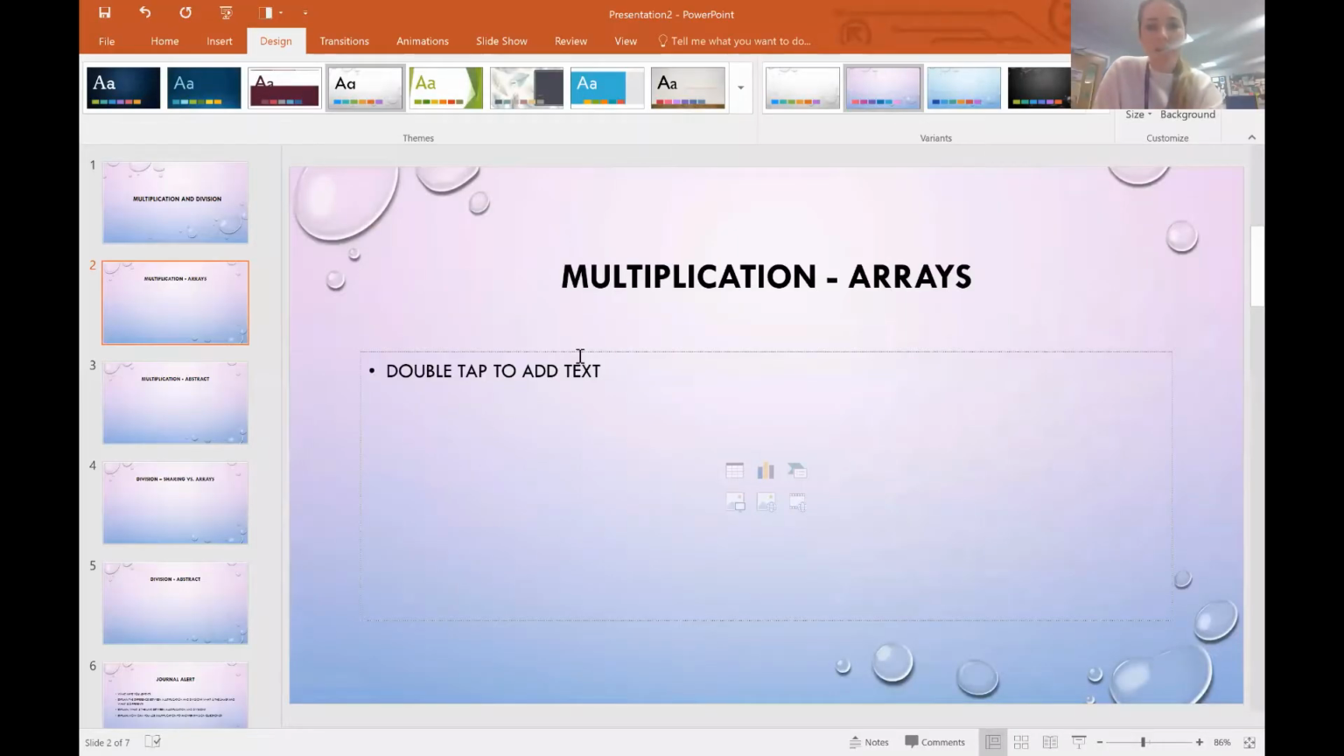Hello, we are going to go through multiplication and division today. So let's start off by just having a bit of a recap on multiplication and arrays.